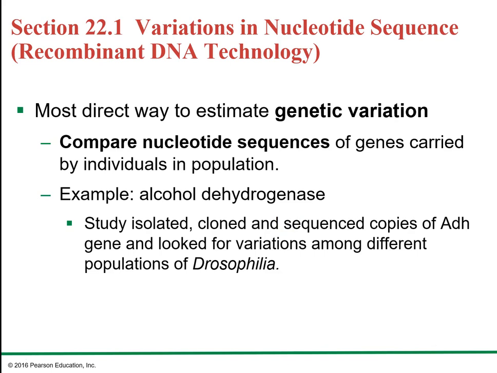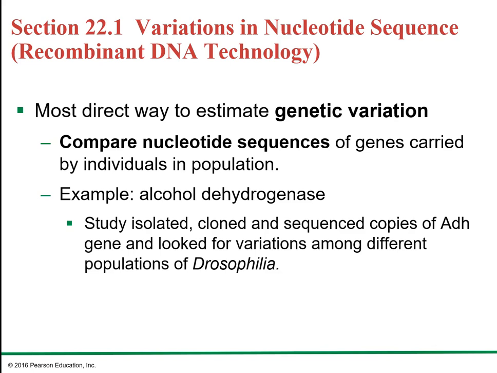Basically, this was in a population of Drosophila, so the study that was done isolated and cloned and sequenced copies of this ADH gene, right? They were looking for different variations within that gene. And so again, like I said, we have technology that we can actually look at the nucleotide sequence. We don't need to selectively breed or use artificial selection to try to figure it out.